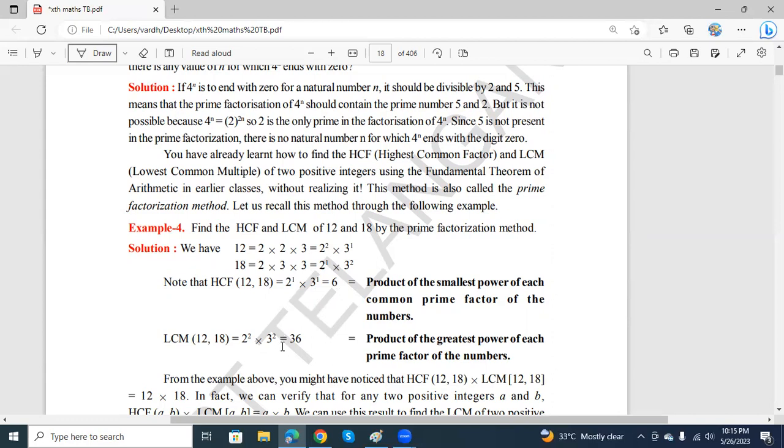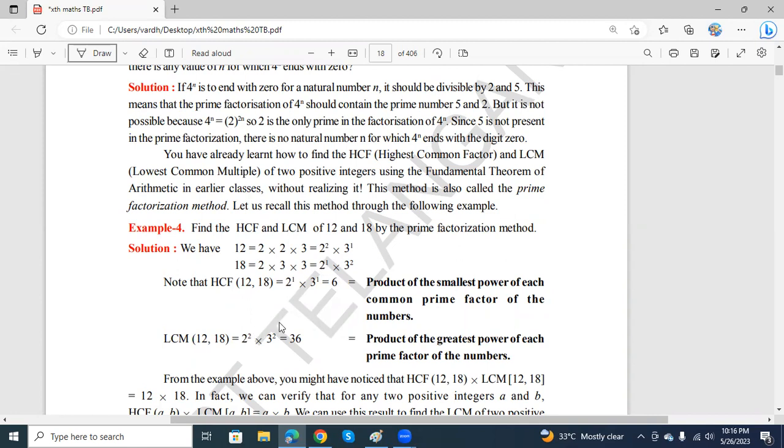Now LCM is completely opposite. All the factors you need to mention. What are all the factors in this number? 2 and 3. And of course in 18 also 2 and 3. So you will mention both factors, 2 into 3, with their greatest power. So here, which is the greatest power for 2? 2 only.